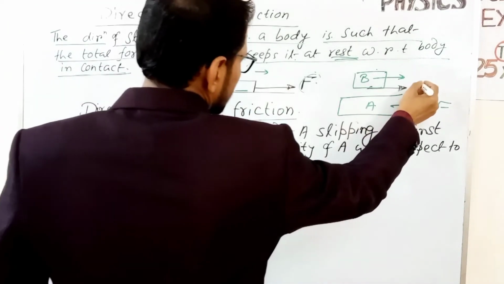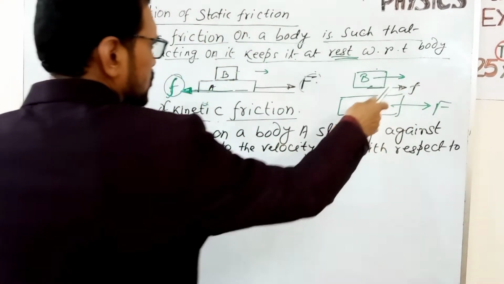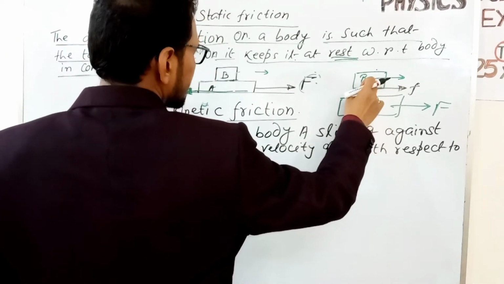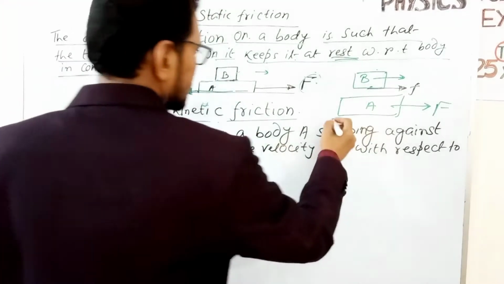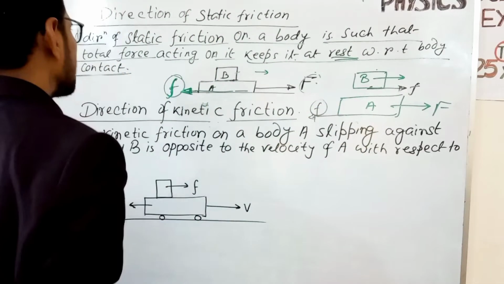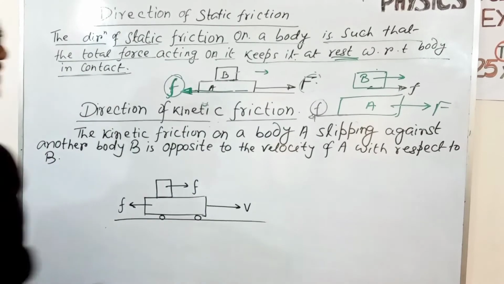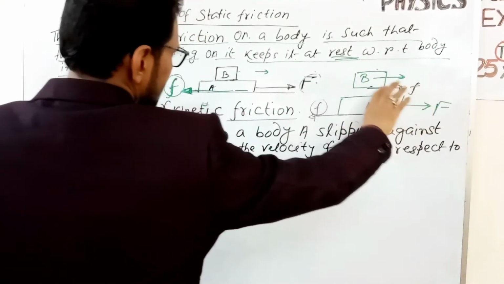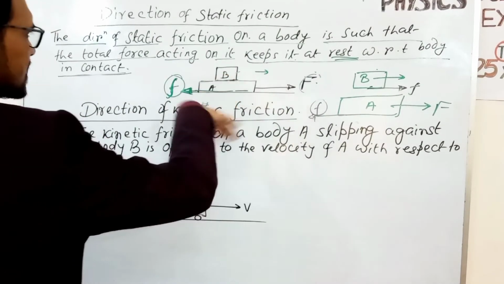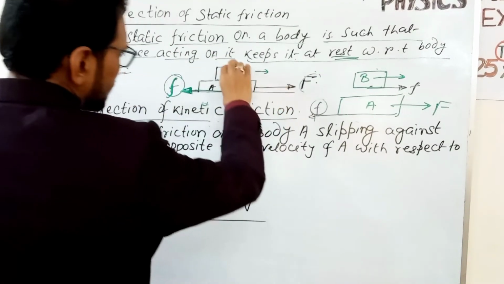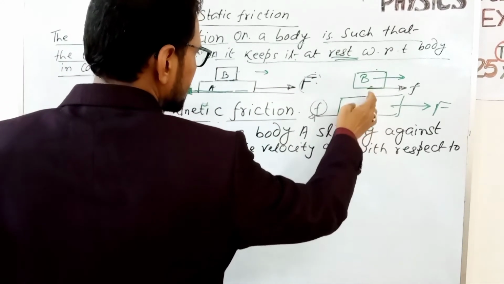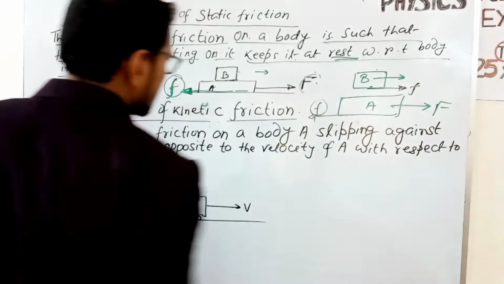So frictional force drives the motion of body B. So the frictional force here acts in this direction, and with respect to the ground, the frictional force acts in this direction on A. So this is the direction of static friction. Now this block moves with an acceleration, so this is not static. First I discuss the static friction, then if the force is applied more, the two bodies move together. Now the frictional force acts on A and B in this way.